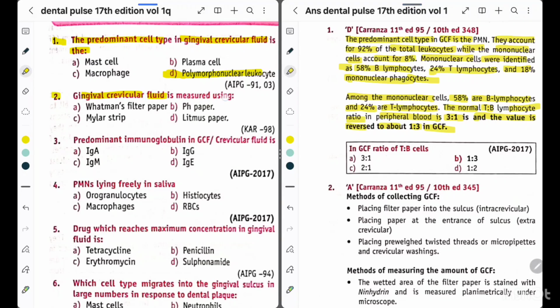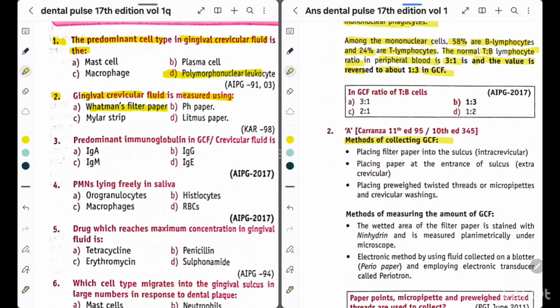Now question 2. Gingival crevicular fluid is measured using... So its answer is option A, Whatman filter paper. Methods of collecting GCF: placing filter paper into the sulcus, intracrevicular; placing paper at the entrance of the sulcus, extracrevicular; placing pre-weighed twisted threads or micropipettes; and crevicular washings. Okay, in this way we can collect GCF.